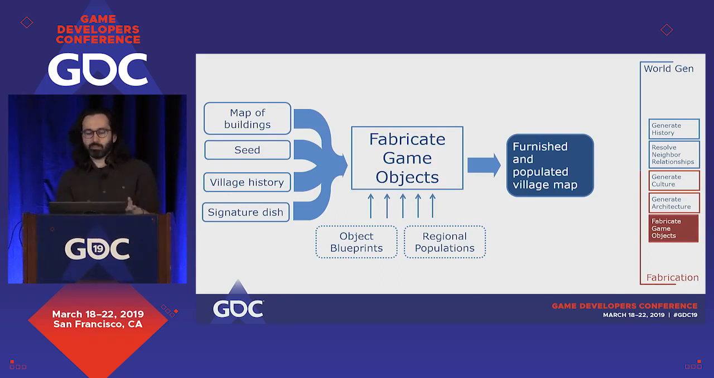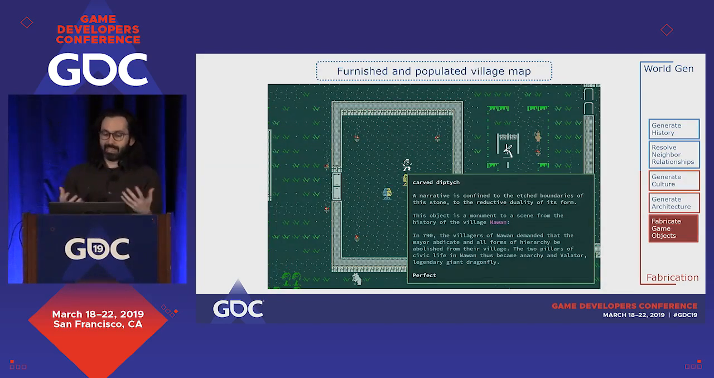Now, what are we actually outputting in this step? Well, it's the last step here, right? So our output is actually going to be a furnished and populated village map. An example of that is going to look like this monument here. We have the monument hall that came in from the generate architecture step, the last step. So we're going to build that here. We have the actual specification for what a monument looks like defined in a blueprint somewhere, and we fabricate that.